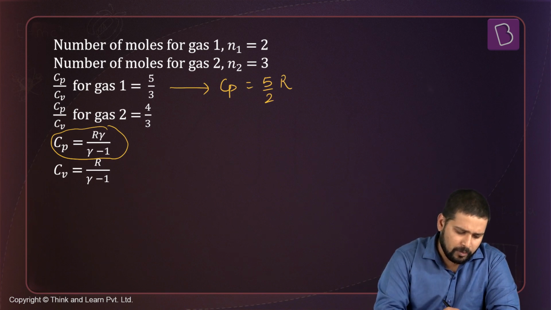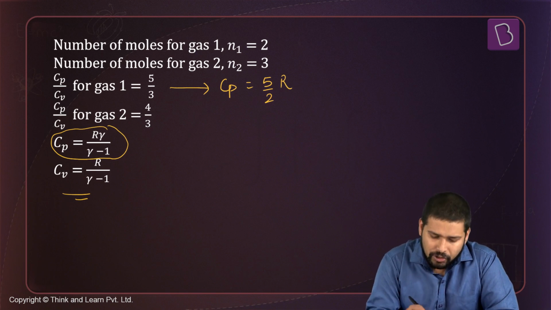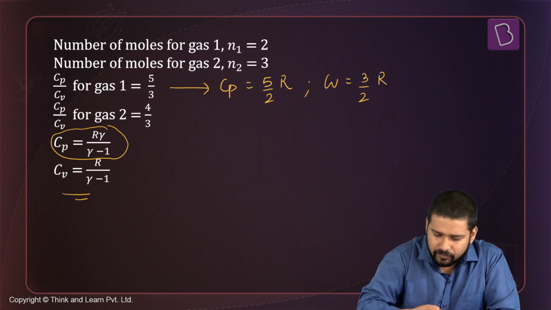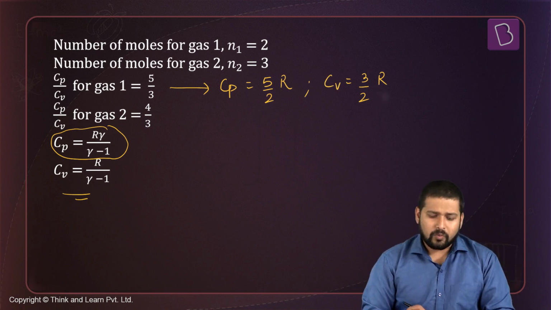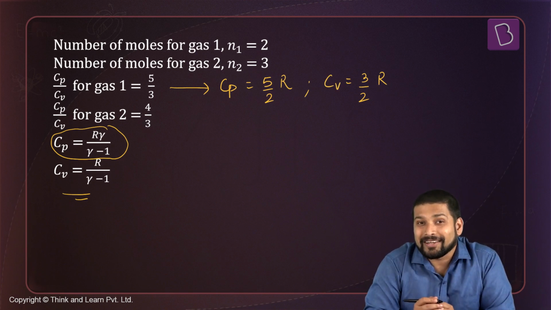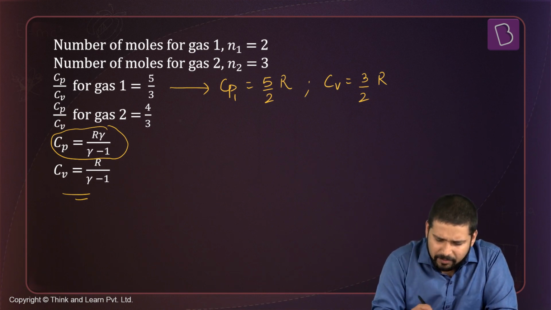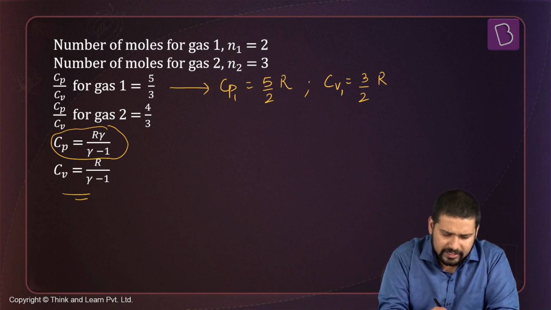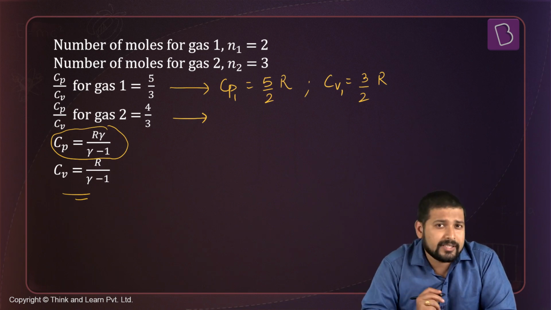And by using this formula of Cv, when you calculate the Cv for the first gas, you're going to get the value of Cv equals to 3 by 2 times of R. Now, once you have calculated this, you should also calculate the Cp and Cv of the second gas as well. So let me write this as Cp1, let me write this as Cv1, since it is for the first gas.